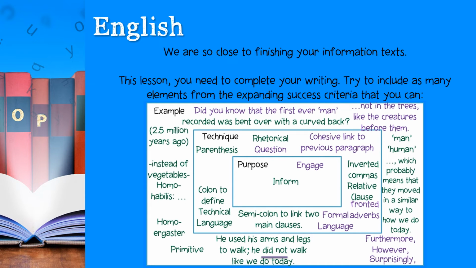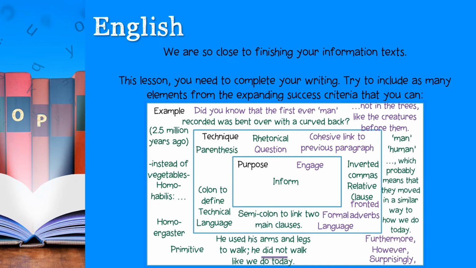Okay, my lovelies, so today's English is all about finishing up your information text. I've put a copy of the expanding success criteria that we've been using this week here for you to look at. What I would like you to do before you start to write anything is to look at the bits on this expanding success criteria and think, what have you included? If there is one area or one of the techniques that you haven't included as much or you haven't included at all, I would like you to try and get it into today's writing if possible.